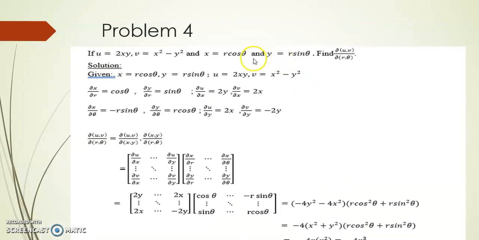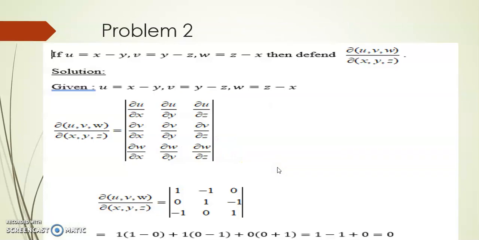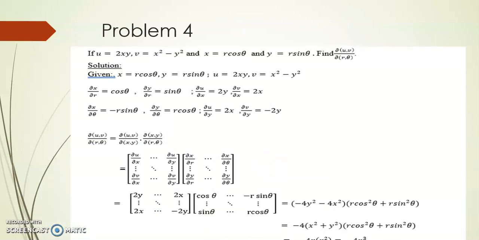Now problem number 4. Here we are going to make use of property number 2. So I'll go back to property number 2. Property number 2 says that ∂(x,y)/∂(u,v) multiplied by ∂(u,v)/∂(r,s) is equal to ∂(x,y)/∂(r,s). So here, make sure you remember the second property.